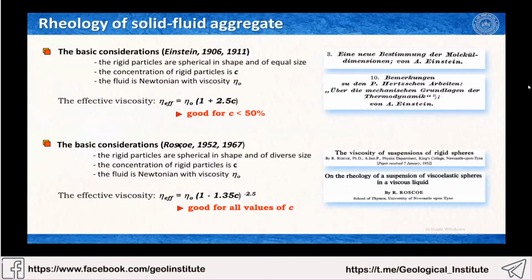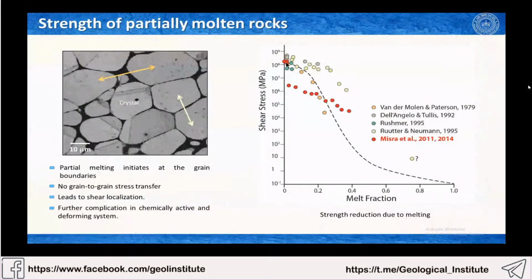But later Roscoe modified this equation and came up with a nonlinear equation that holds for all values of C. So if we try to plot this Roscoe equation, it gives a curve like this. Now you can ask, right at the very beginning, that this equation is mostly for suspension. So can you consider a partially molten rock as a suspension? The answer typically is no.